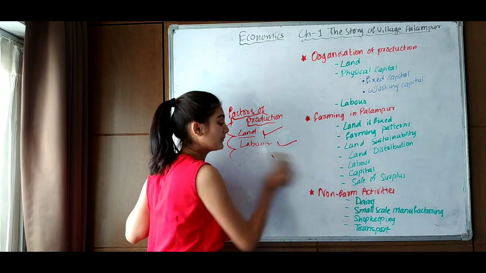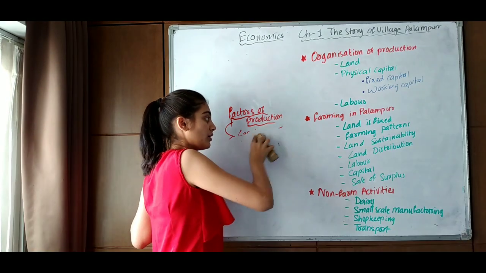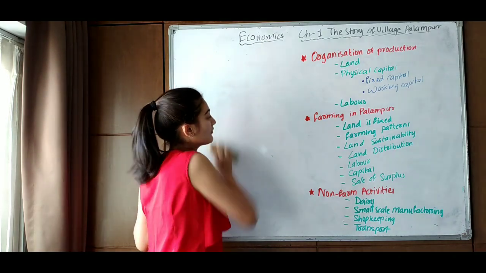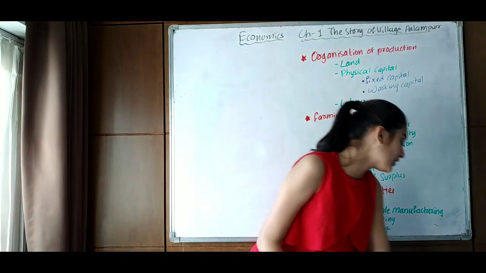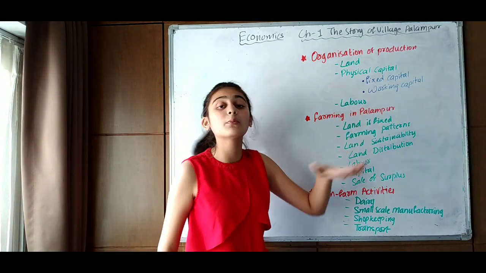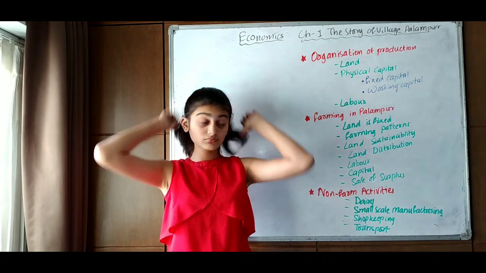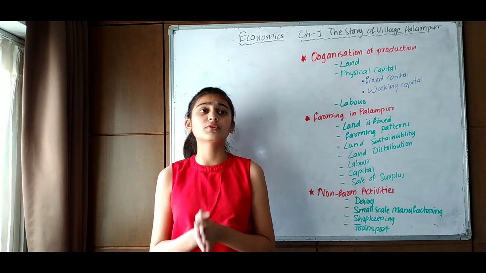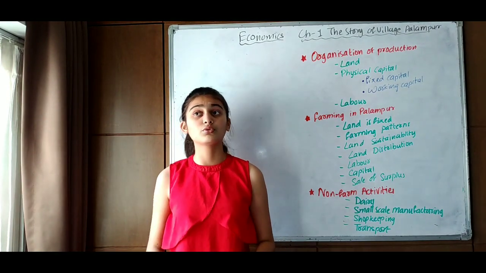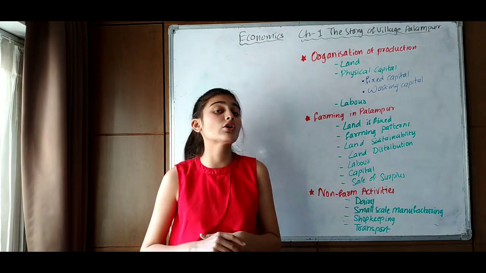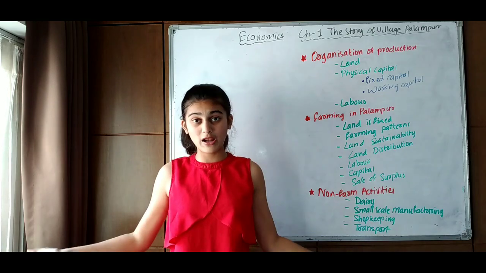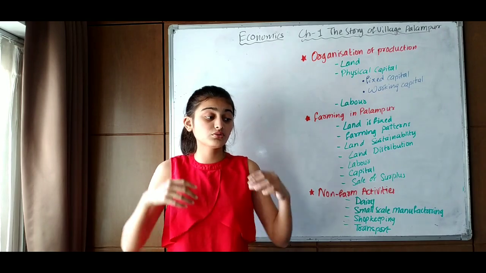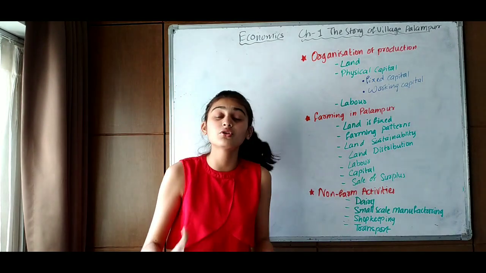Now farming in Palampur. Here there is an example of the village Palampur, but if we see our country, we would be able to relate to almost all the things which farming in Palampur is related to. So first, land is fixed. There is a shortage of land in Palampur, but as land is fixed, we cannot extend the land of Palampur. So we need to increase the production with that much amount of land only.